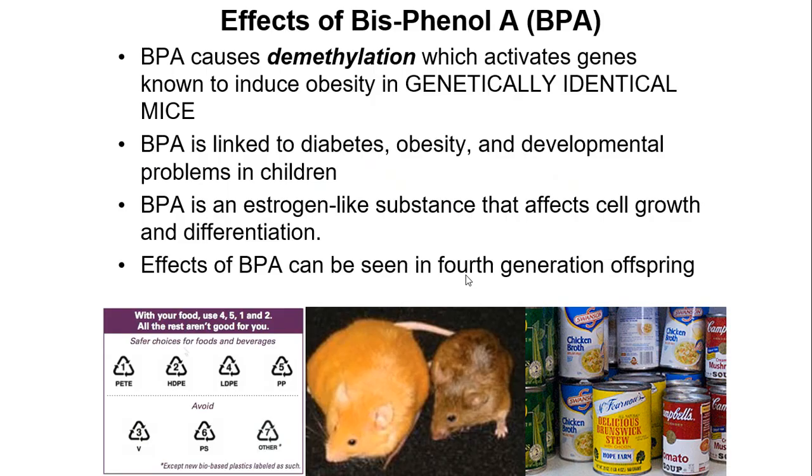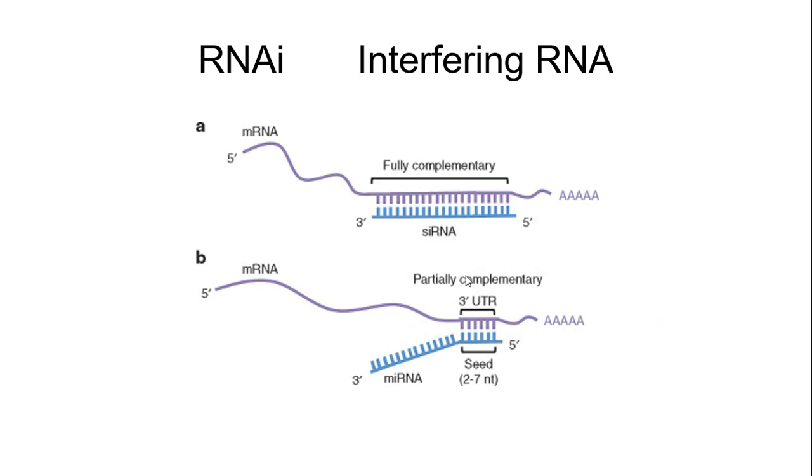Okay, one of the most common effects of epigenetics is BPA, which causes demethylation. Right, this activates genes that trigger obesity, and it also activates genes that trigger diabetes and developmental problems. It's an estrogen-like substance. It's not an estrogen, but it does affect cell growth and cell differentiation. And the thing with epigenetics is we can see this running in multiple generations, okay, and it has an impact further down the line. And then the other thing is RNAi, okay, interfering RNA.